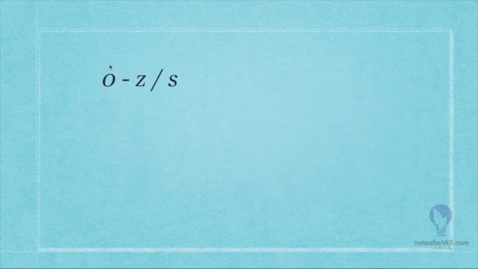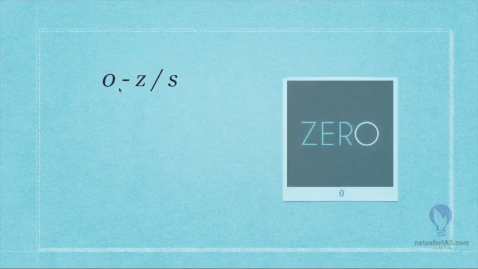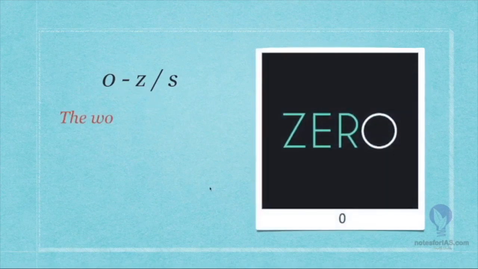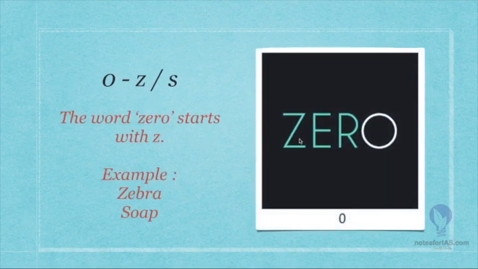Going to the last one, 0. For 0, the word zero starts with a z, as simple as that. So 0 has the sound of za and sa. Again, very similar sounds, za and sa. And as you can see here, zebra. Now in zebra, Z will stand for 0. In soap, SA will stand for 0.